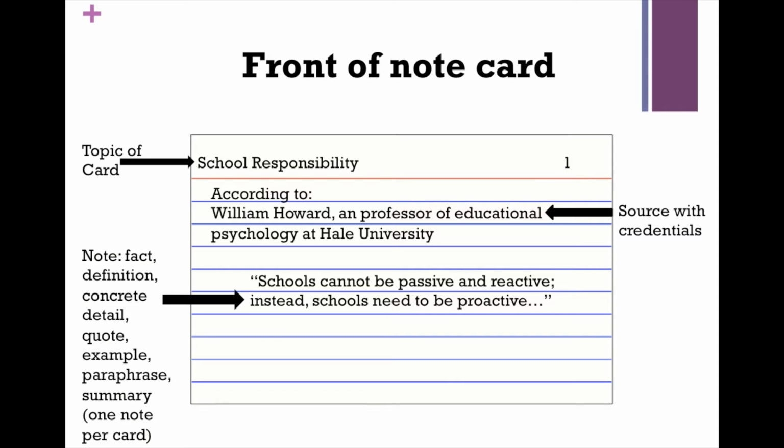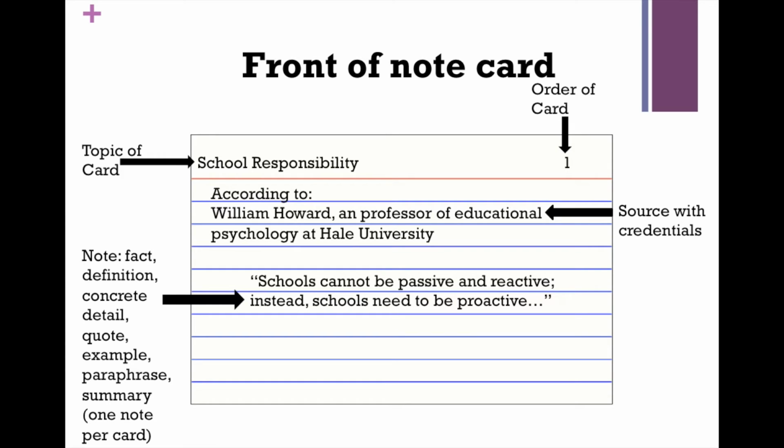Next comes the note, or source information. This can include facts, definitions, concrete details, quotes, examples, paraphrases, and summaries. It's important that there only be one note per card, because this makes arranging the cards easier in preparation for and during the debate. Here I have a quote: "Schools cannot be passive and reactive. Instead, schools need to be proactive."